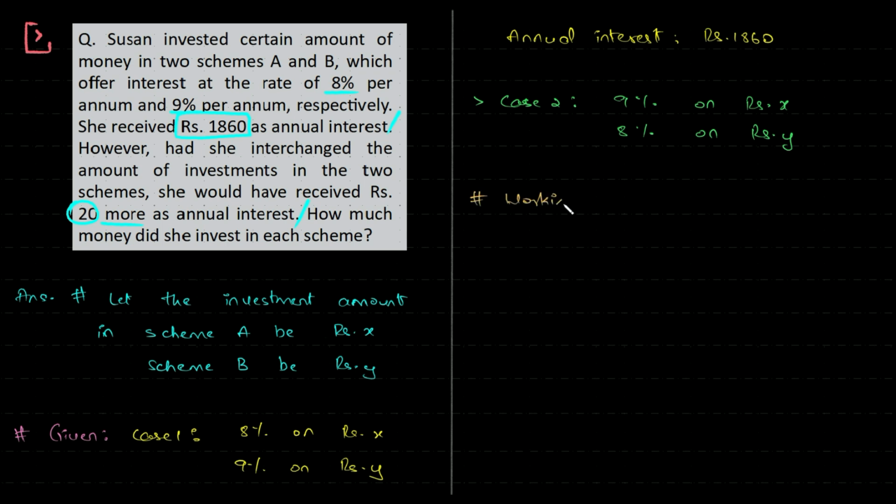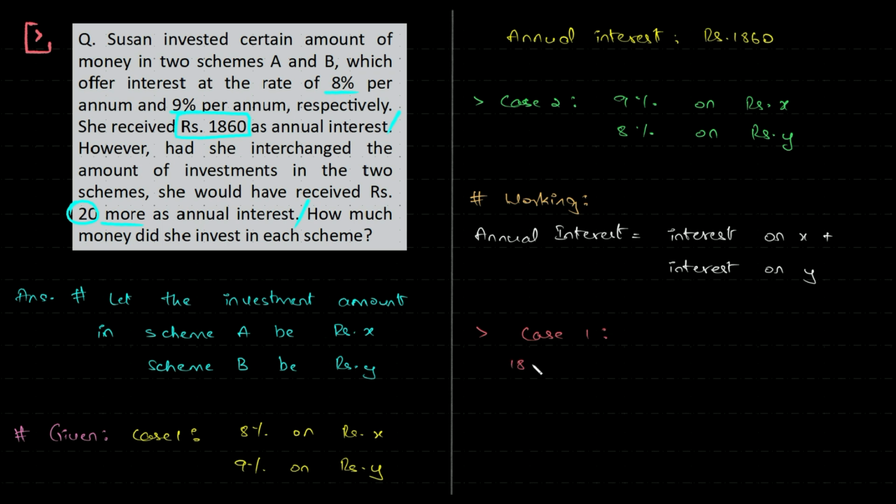And then on to the working part. So what is the funda over here? The funda is quite simple. The annual interest is equal to interest on X plus interest on Y. That's it. And now on to talking about the cases. Case 1 and case 2. So first case is what?